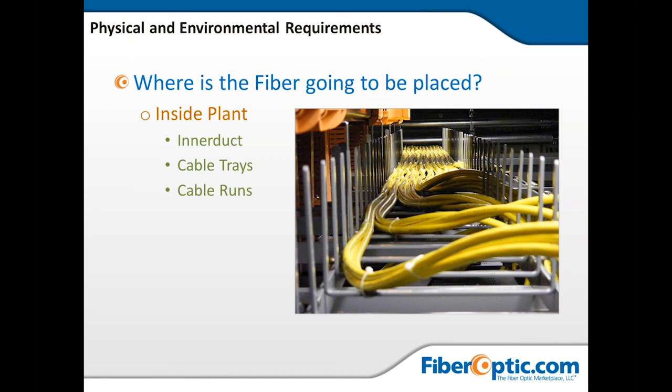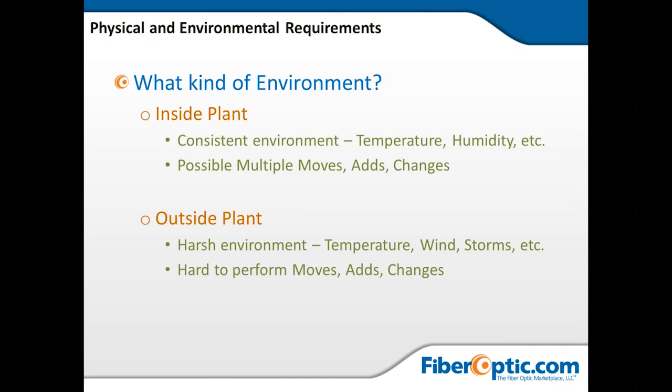You've got to think about all of this when you are looking at your layout, not just outside but inside. What kind of environment are we going to need inside? We're usually going to expect to have a more consistent environment for temperature, humidity, etc. We could very often have multiple moves, adds, changes. We're going to expand. Maybe we bring another fiber into that building. So we want to consider the room being big enough, with rack space for additional fibers.